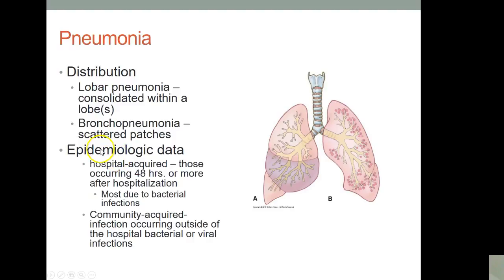Okay, pneumonia can also be classified based on whether it is hospital-acquired or community-acquired. Hospital-acquired pneumonias are those that occur 48 hours or more after hospitalization, and most of these are due to bacterial infections that are picked up in the hospital. Community-acquired are infections occurring outside of the hospital, and these can be bacterial or viral infections.